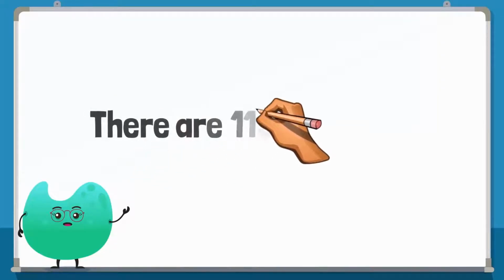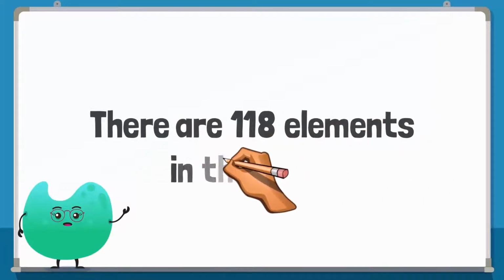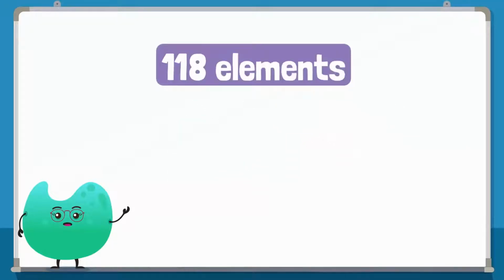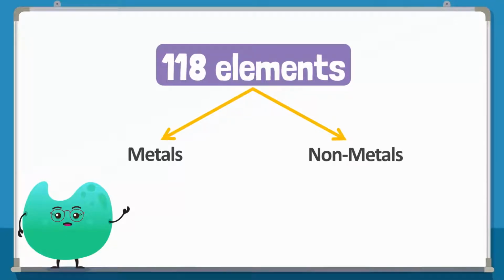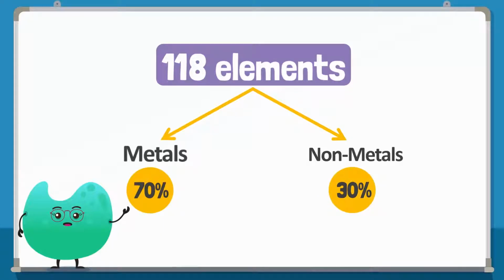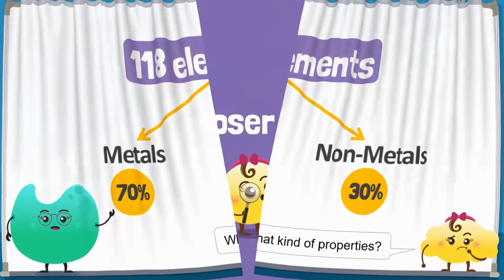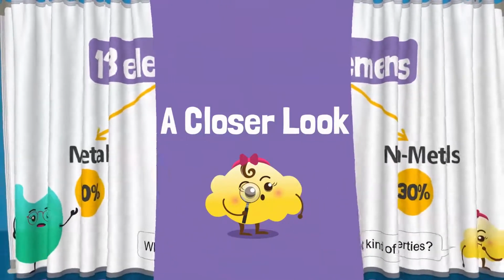We know that there are 118 elements in the world. These elements can be divided into two broad groups: metals and non-metals. About 70% of the elements are metals, while the remaining 30% are non-metals. Metallic elements share some similar properties, while non-metallic elements have their own set of properties. Let's take a closer look.